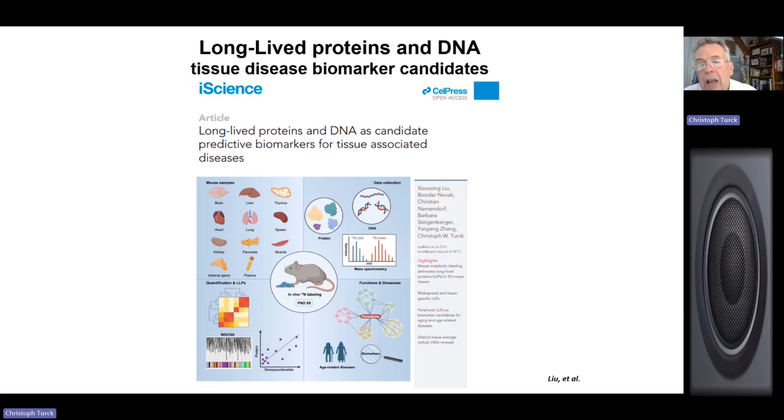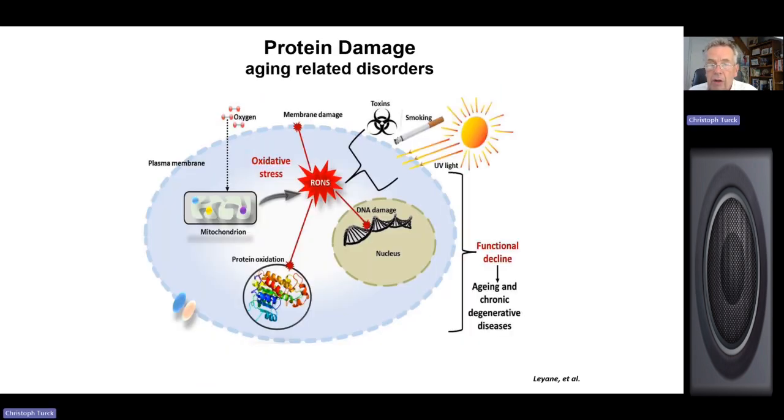But we wanted to find out, there are some proteins that are very long-lived, which of course could be candidates for biomarkers, because the chances are that they are damaged over time, and depending on the tissue we're dealing with, they may have potential to serve as biomarkers. This is a summary of what can happen to proteins, mainly oxidative stress causing these damages. Sunlight, cigarette smoke, and many things from the environment can cause this protein damage.